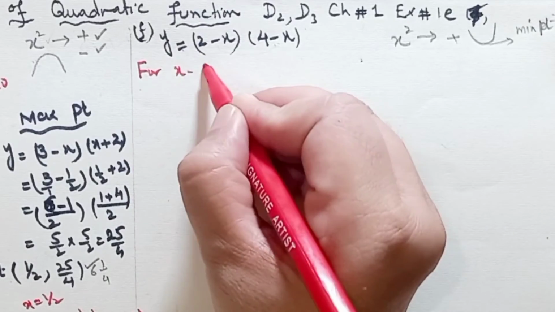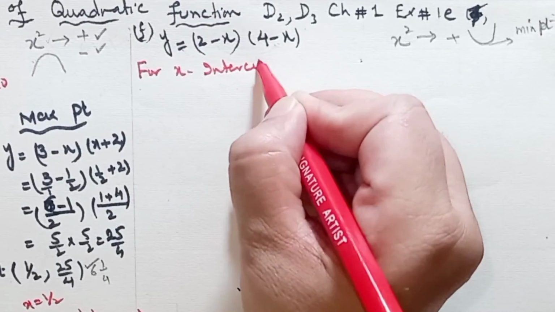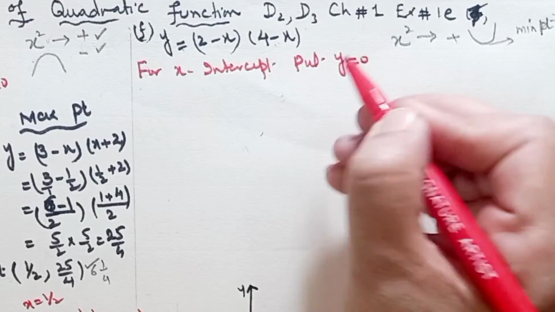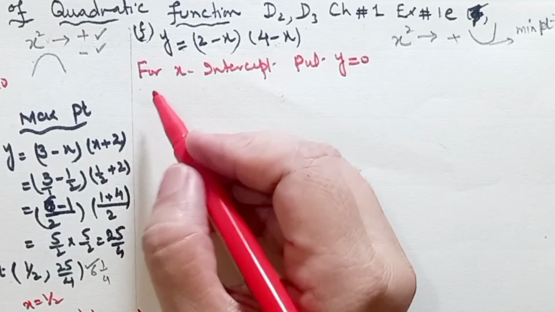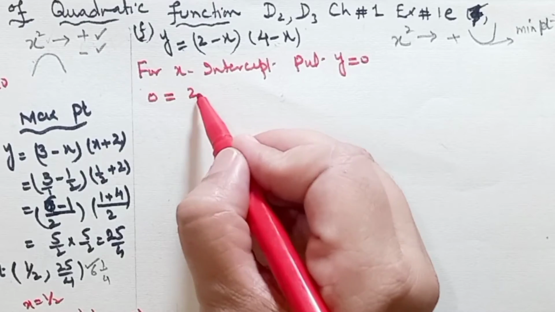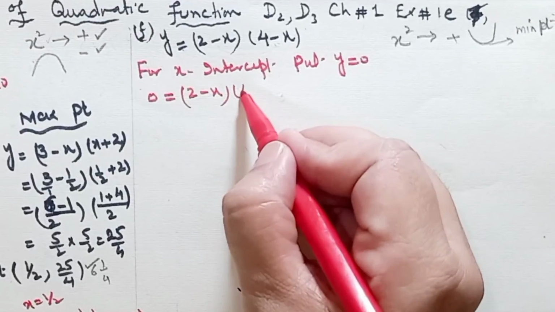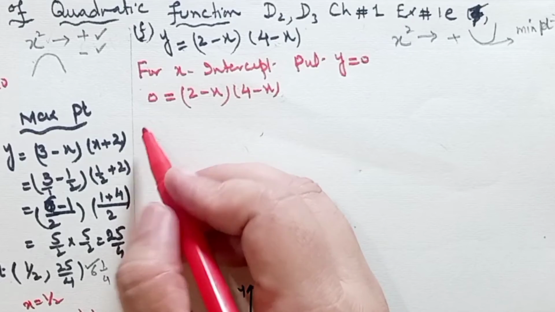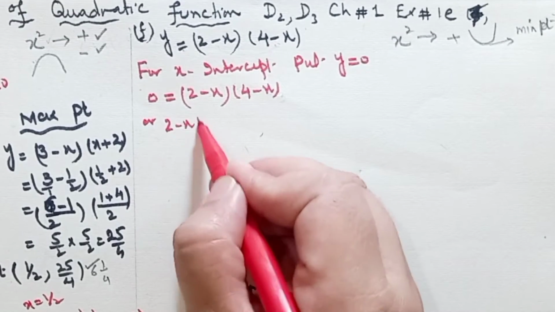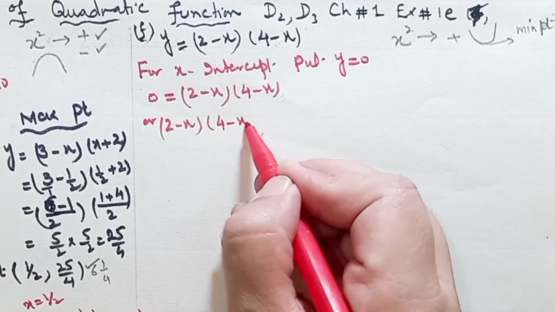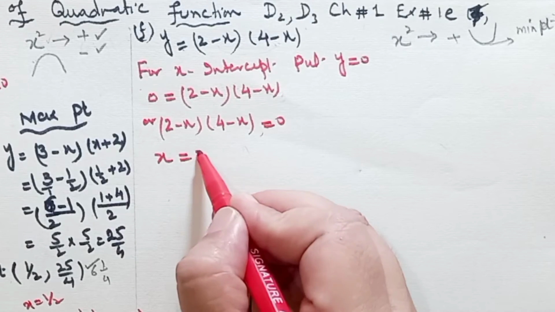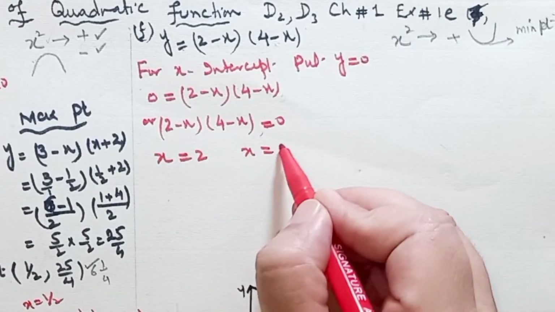For x-intercept, put y equals to 0. When I'm putting y equals to 0 in the given equation, the equation will take the form 0 equals to 2 minus x into 4 minus x, and then what I have to do, I have to make 2 minus x into 4 minus x equals to 0, apply either-or condition, and this will give me x equals to 2 and x equals to 4.